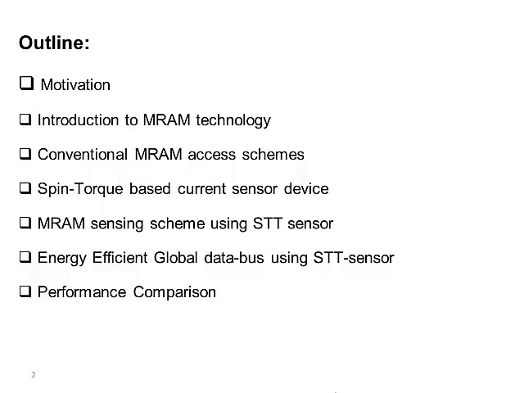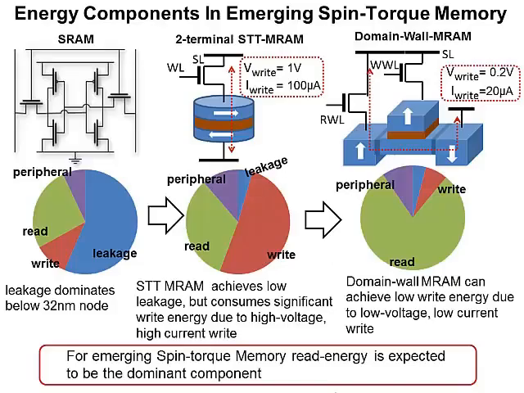Then I will describe the spin torque based current sensor, one of the basic devices that we have proposed, and how it can help us achieve very low power memory operations for MRAM. Let's get started with the first slide.